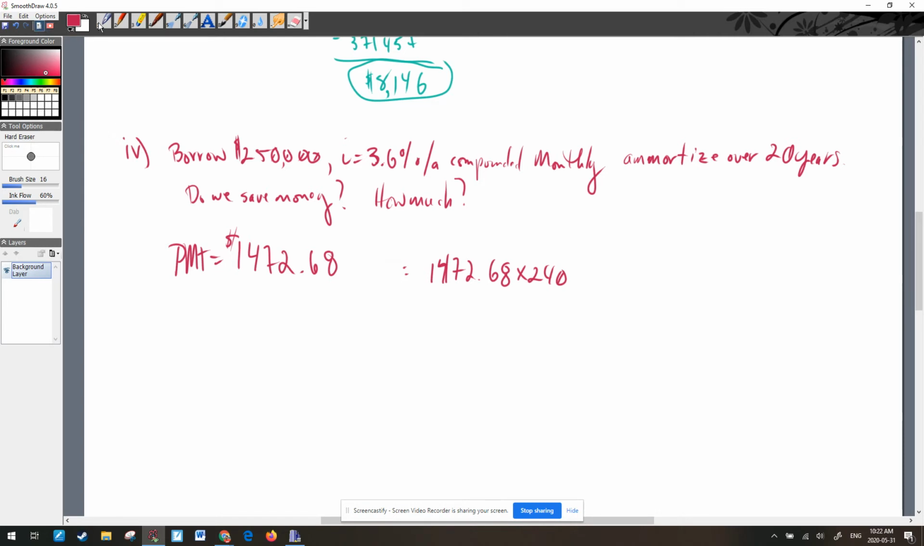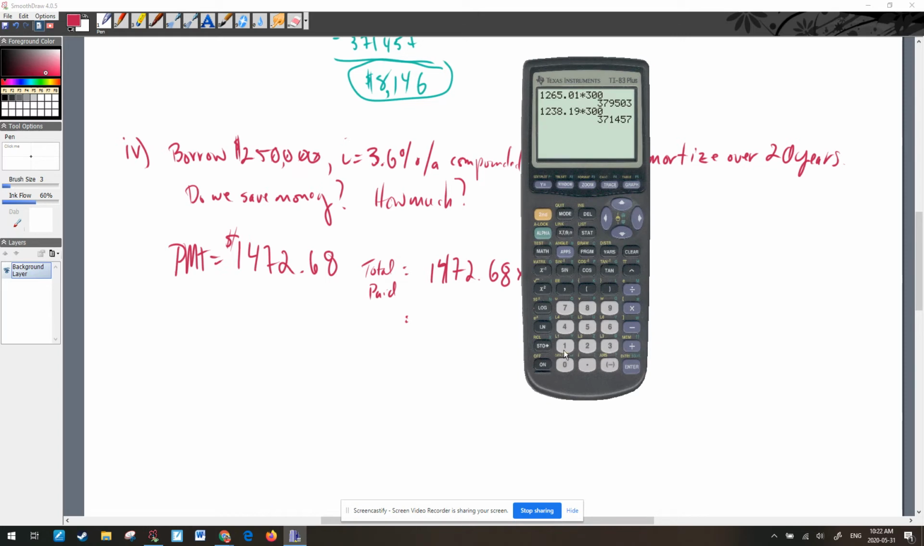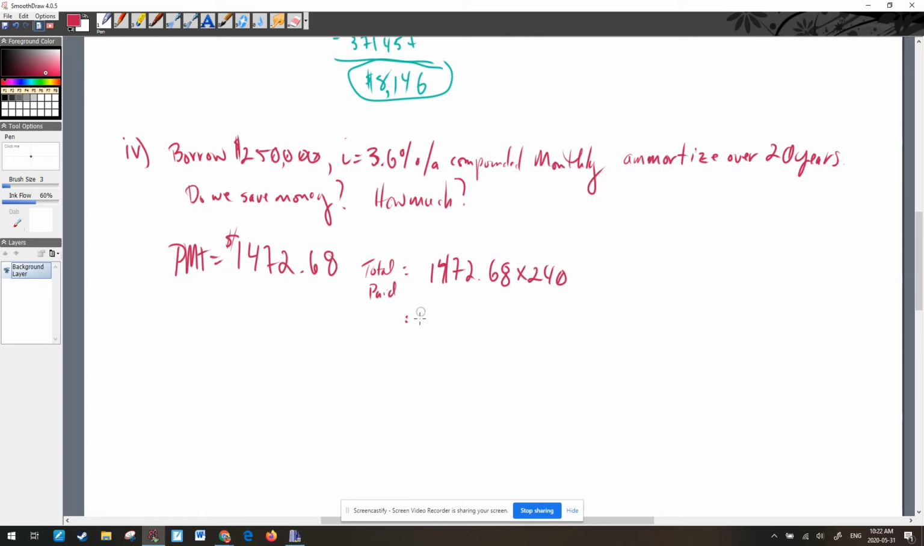So the total amount we pay. So the total paid is what this is. Okay, so I'm going to grab my calculator again. And we're going to do 1472.68 times 240. And this time, 353,443, and I think there was 20 cents on there too. Yeah, and 20 cents.